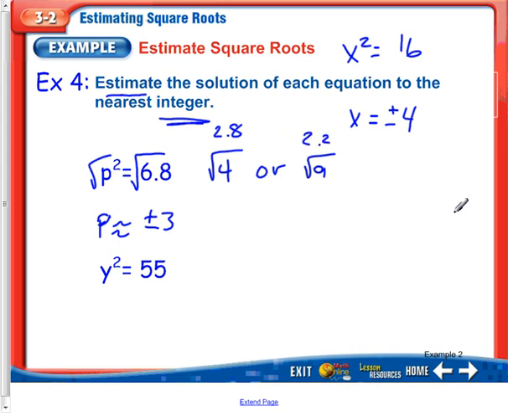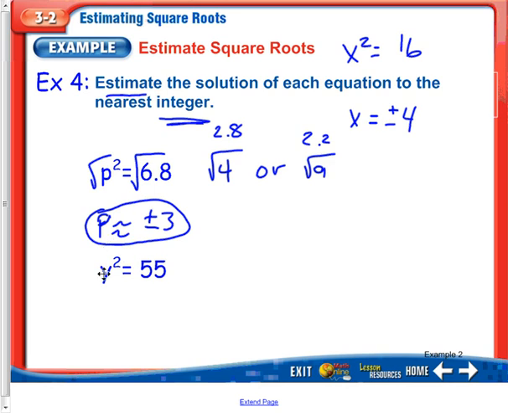So if we were to graph it on a number line, it is closer to the square root of 9, and the square root of 9 is 3. But again, we don't know if it's positive or negative 3, because if you take the square of negative 3, you're still going to get a positive 9. So again, the estimate of the square root of 6.8 is either positive or negative 3.